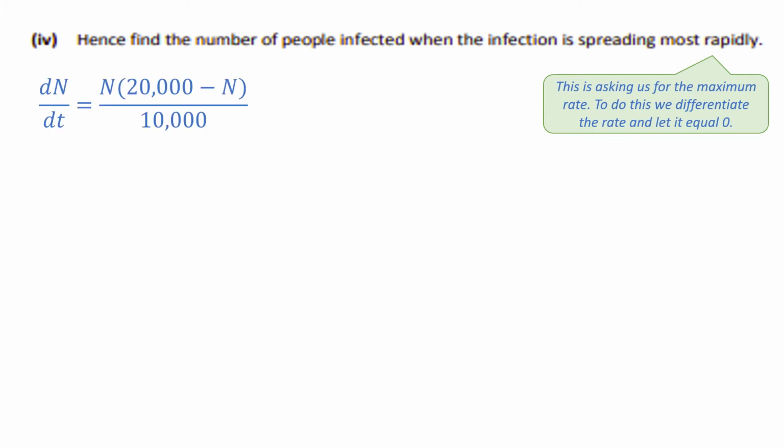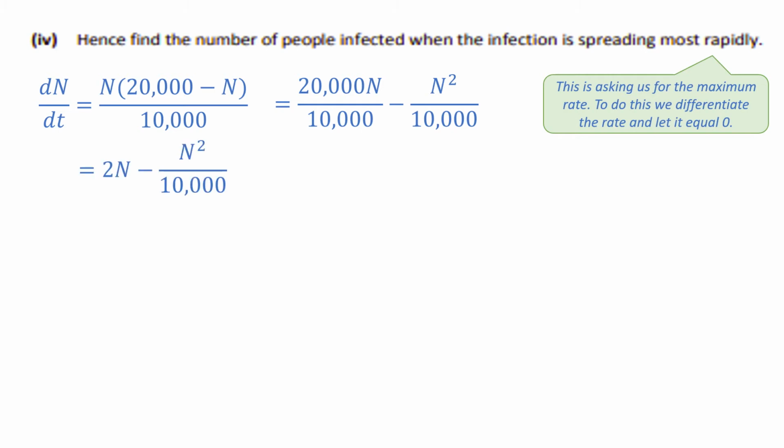So here's our rate, dn dt. In order to differentiate it, I'm going to simplify it by expanding the top line and splitting it into 2 fractions. This simplifies to 2n minus n squared over 10,000, which is a negative quadratic where we will be able to get that maximum point. There will only be one turning point. It will be a maximum, so we won't need to check.